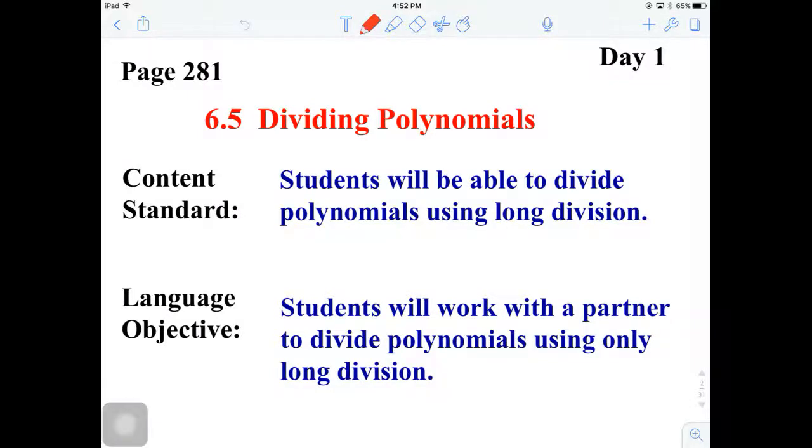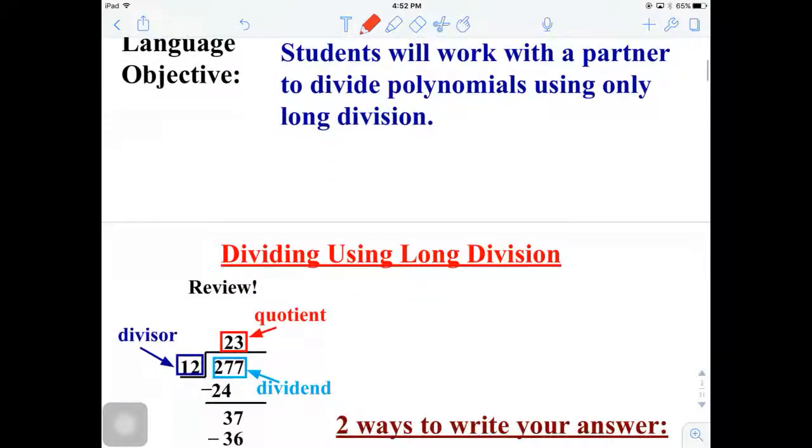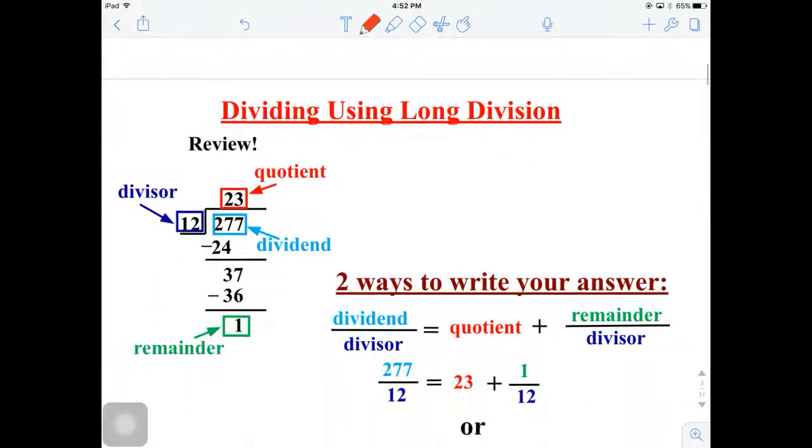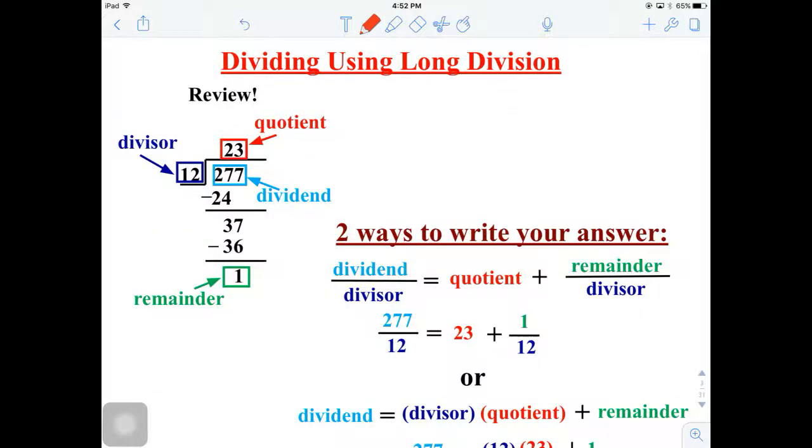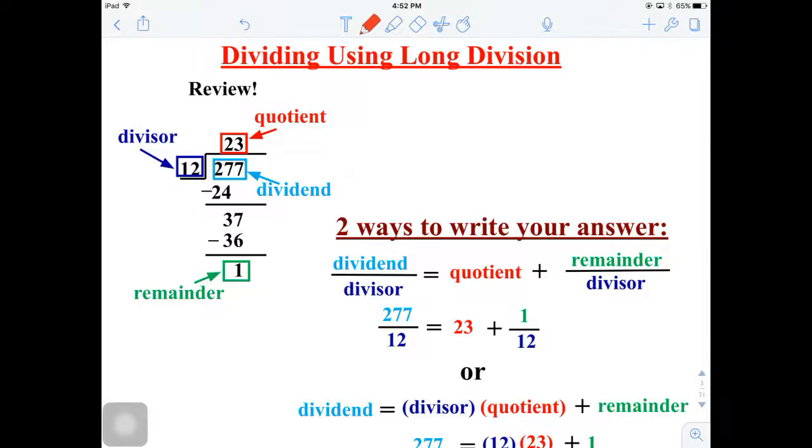Hello everyone, today we're going to begin 6.5, which is dividing polynomials, and we're going to be using long division to divide. We will be taking a look at how to divide using long division and how that is related to polynomials. So let's begin by reviewing the long division method, the good old way that you learned in elementary school.